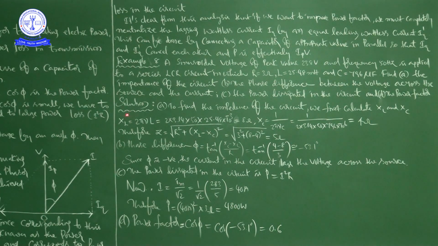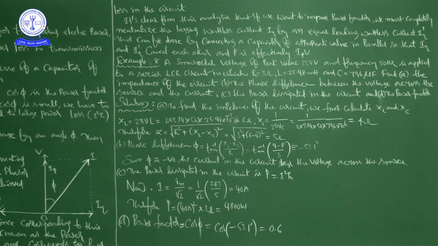So XL is equal to 2 pi nu into L. That is 2 into 3.14 into nu, the frequency 50 Hz given, and into 25.48 millihenry. Milli means 10 to the power of minus 3. So 25.48 into 10 to the power of minus 3. If you complete this calculation, it will give us 8 ohms. XL is equal to 8 ohms.